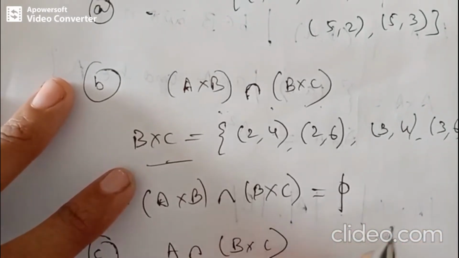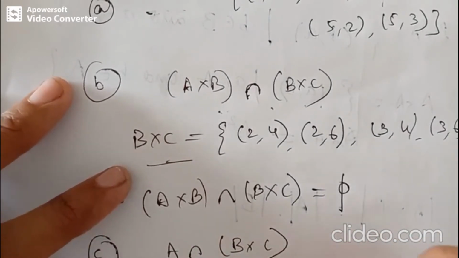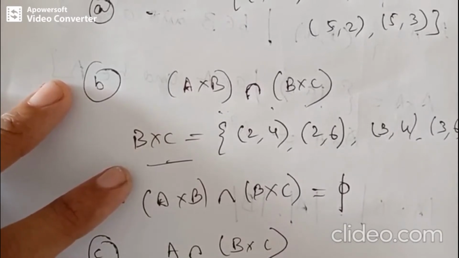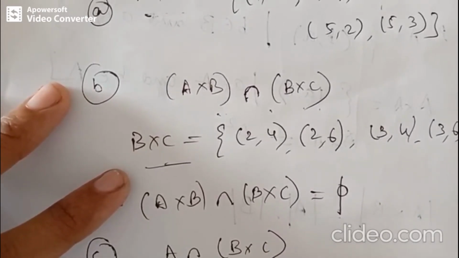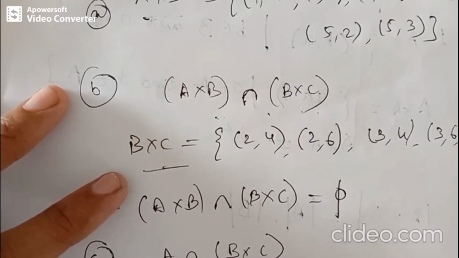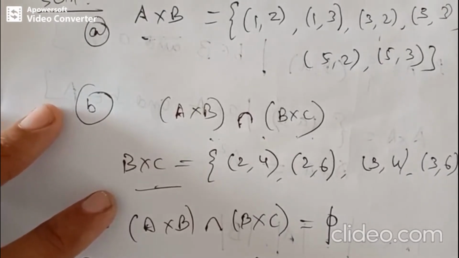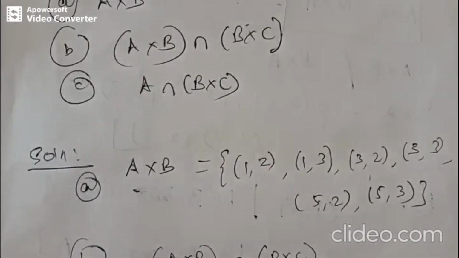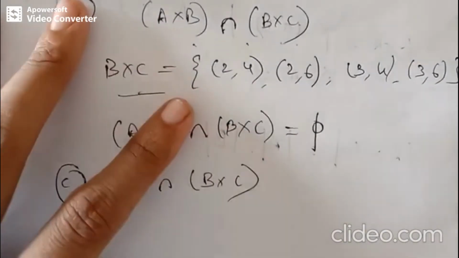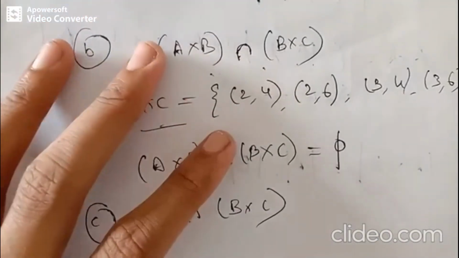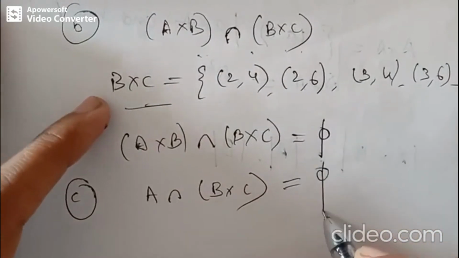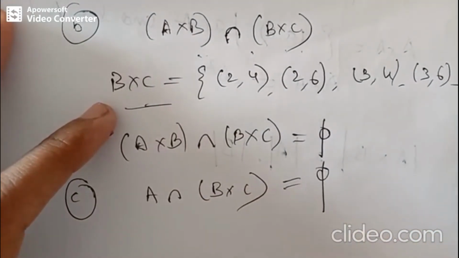So we find that if you want to find out the intersection of B and C, B cross C, directly we can infer that there is no element in common, because this is the pair of three elements, 1, 3, 5, and here we have got two pairs, pairs of 2. And we find no element that is common. So I can conclude that A intersection B cross C is null.